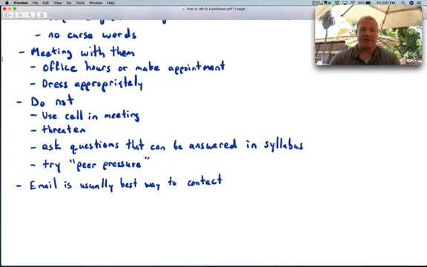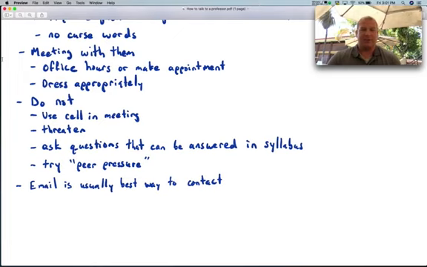Do not ask questions of the faculty member that can be answered in the syllabus. So don't make an appointment with your faculty member and say, hey, what day is the final exam, when it's written right in the syllabus. The time of the faculty member is precious. His time or her time is precious. Your time is precious. Don't do that for something that can simply be found in the syllabus.